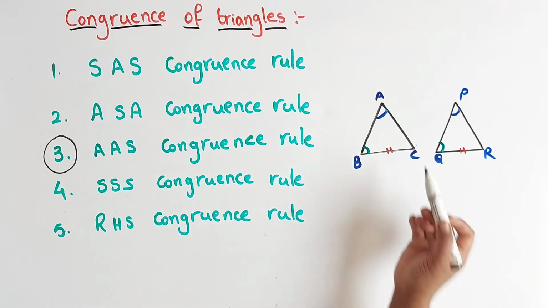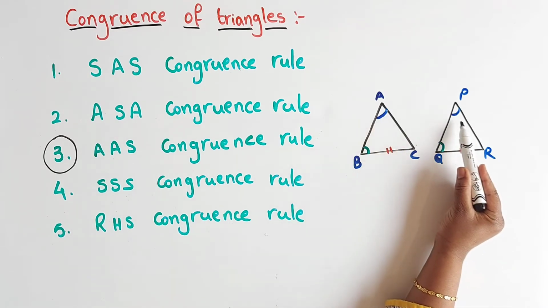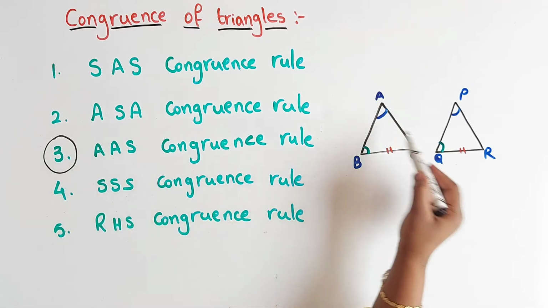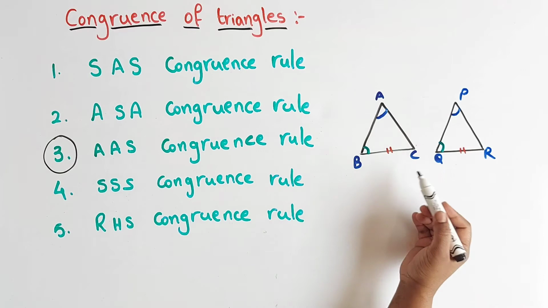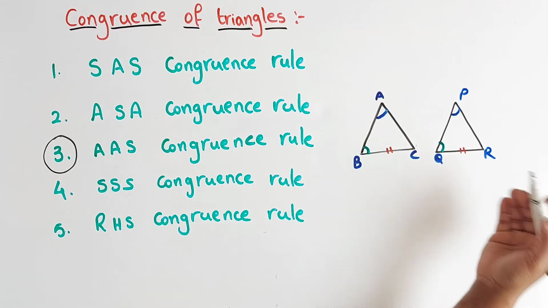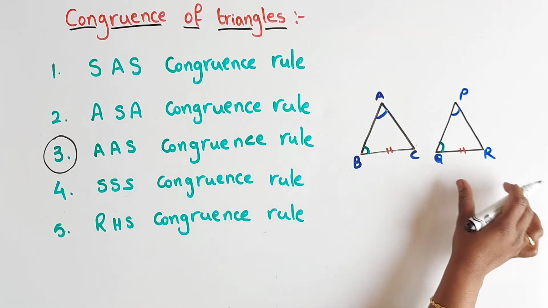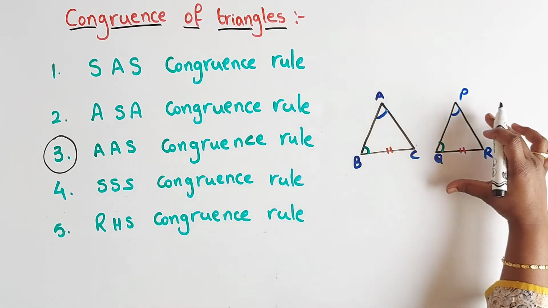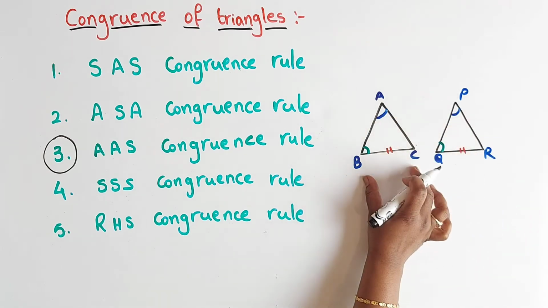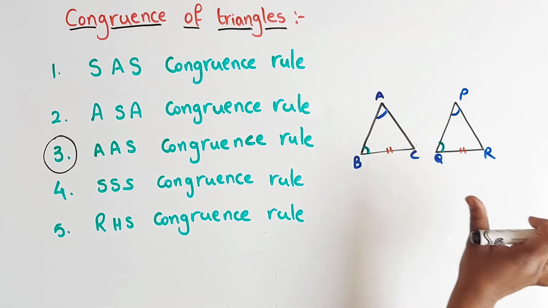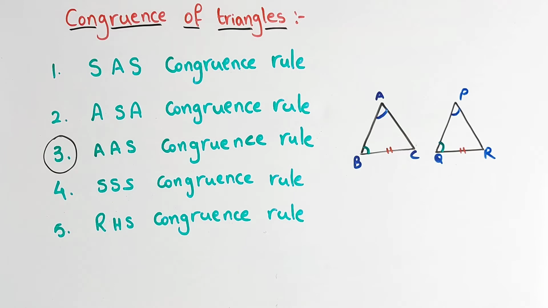Right? That means see here, angle A equal to angle P, angle B equal to angle Q. Two angles are equal, right? To other triangle. And one side is equal to another side. BC is equal to QR. Right, children? Two angles are equal to other triangle two angles. One side is equal to other triangle side. So these two triangles are said to be congruent as per AAS congruence rule.